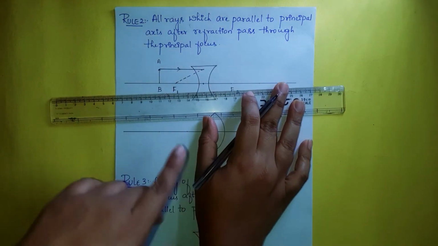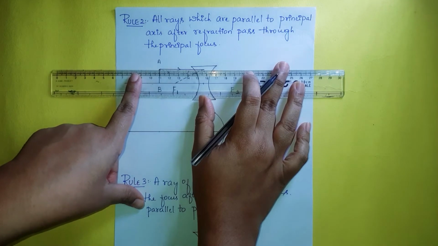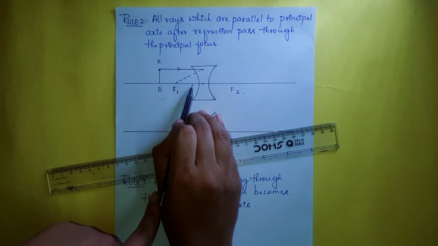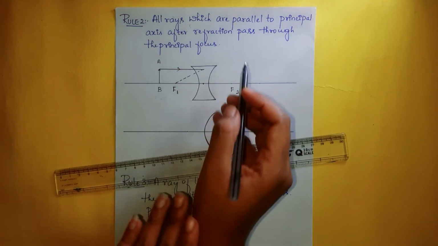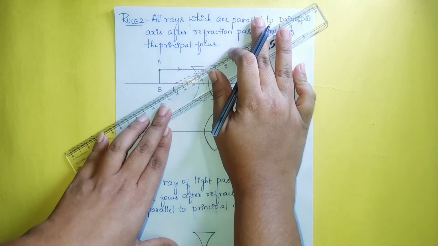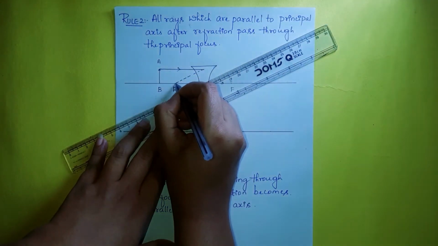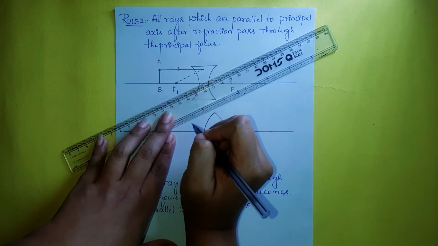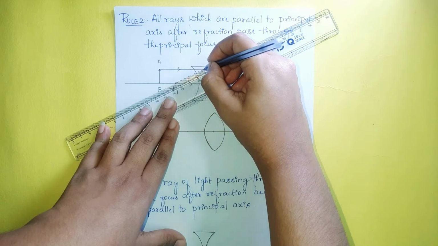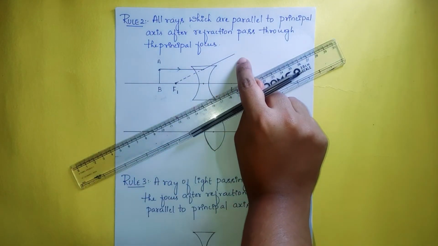So what you have to do, from the object, you have to draw a line which is parallel to the principal axis. Now place your scale such that you can draw dotted lines at the principal focus, that is F1, and then you can draw a normal line like this. You can extend the normal thick line towards this side.